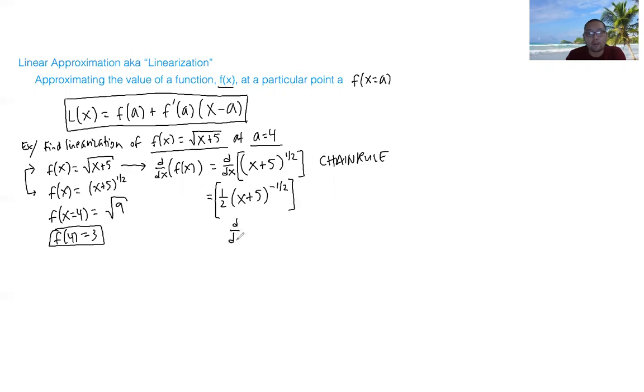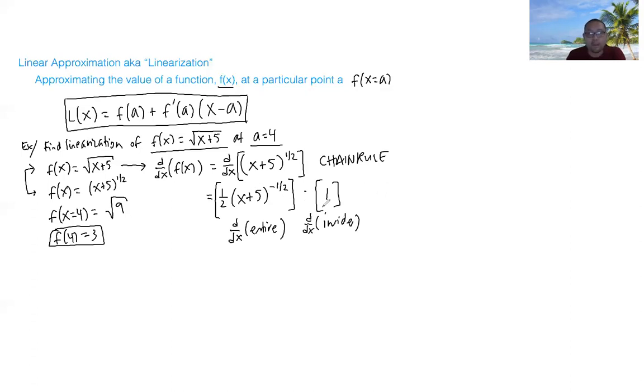In terms of the concepts we talked about, we're going to multiply that by just the stuff on the inside. The stuff on the inside is x plus 5. The derivative of x plus 5 is just 1, because the derivative with respect to x of x is just 1, and the derivative of a constant is 0. So multiply that by 1. This was our d/dx of just the inside.